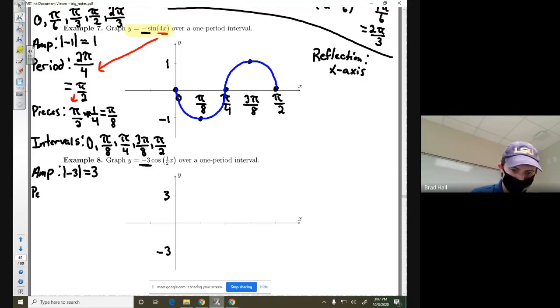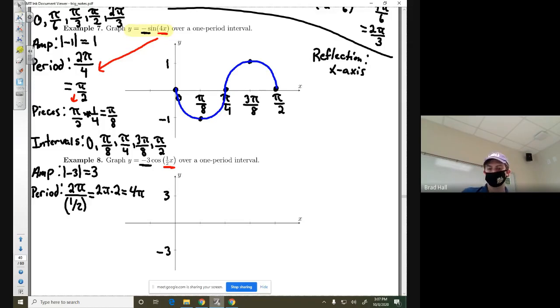What about the period? This one should be kind of interesting. See how you all did it here. 4 pi. It is 4 pi. The reason why it's 4 pi, for those of you following along, is it's 2 pi divided by 1/2. So it's 2 pi divided by 1/2, which is 2 pi times 2. So it's 4 pi for the period.